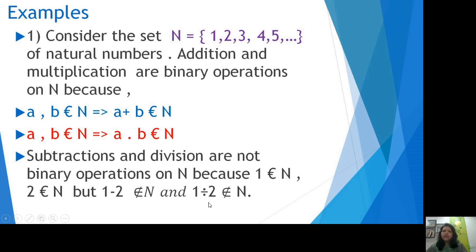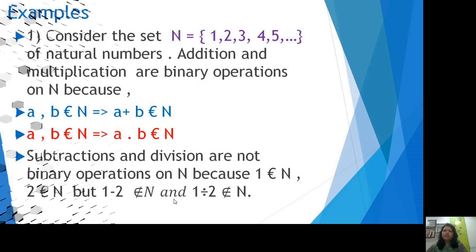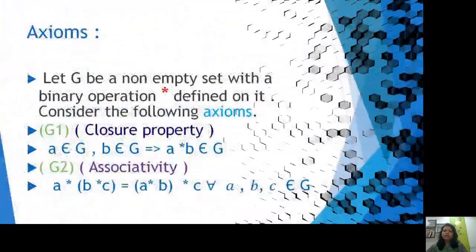Now what happens in case of division? If we take division, it gives us a fractional number, and that fractional number is not in this set of natural numbers, and therefore when we get a fractional number from division, it does not belong to this set of natural numbers, and therefore subtraction and division are not binary operations on the set of natural numbers.